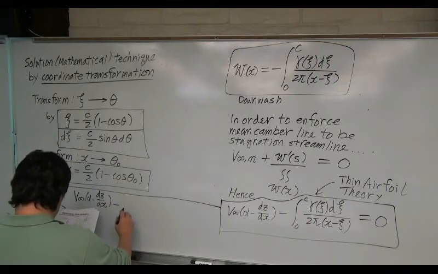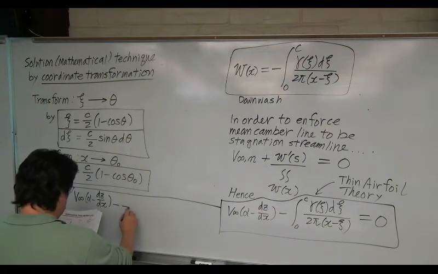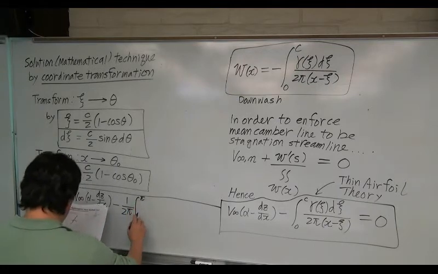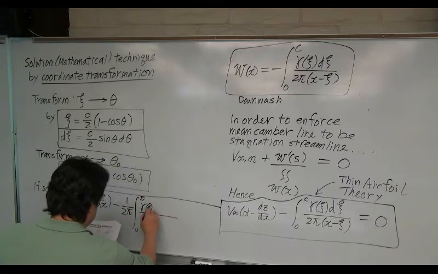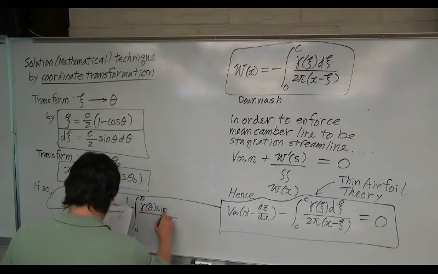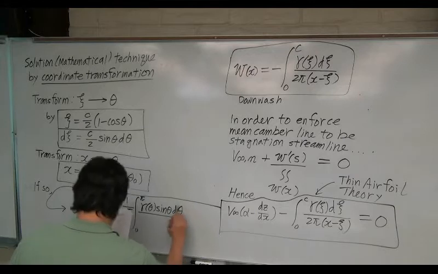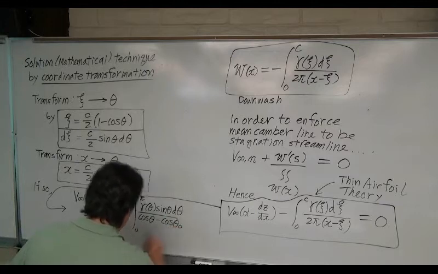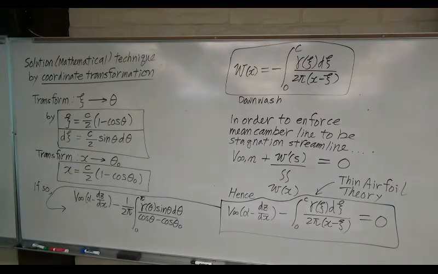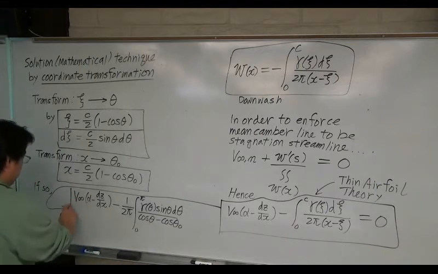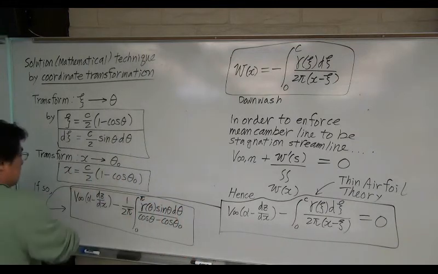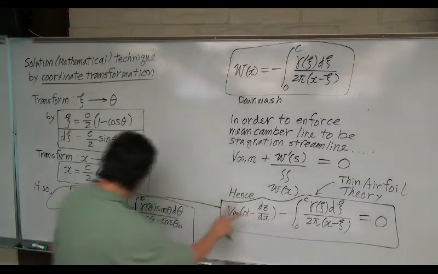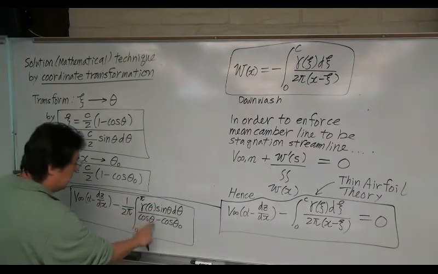So this is going to be 1 over 2 pi, integral from 0 to pi, gamma, now a function of theta, sine theta d theta, over cosine theta minus cosine theta 0. Okay. So this is a transformed equation. This equation, based on x and z, is now in terms of theta and theta 0.